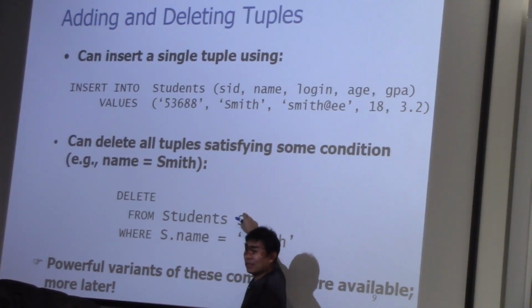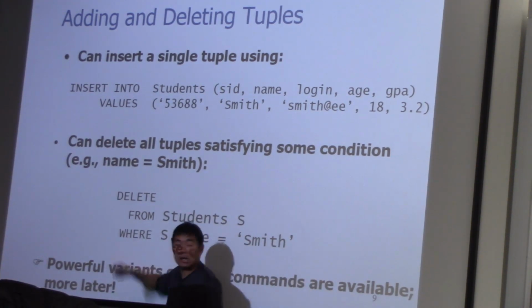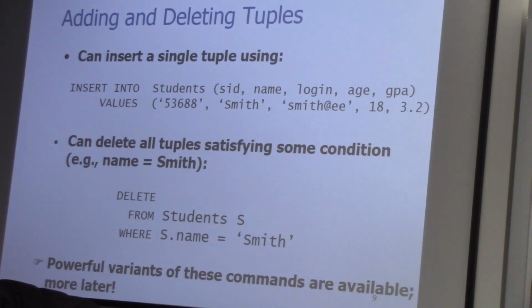Let's ignore this S for now. Ignore this for now. And then you have a where clause. This is what we call the where clause. And the where clause is used to specify conditions that must be met in order for a database to execute the action you have specified.